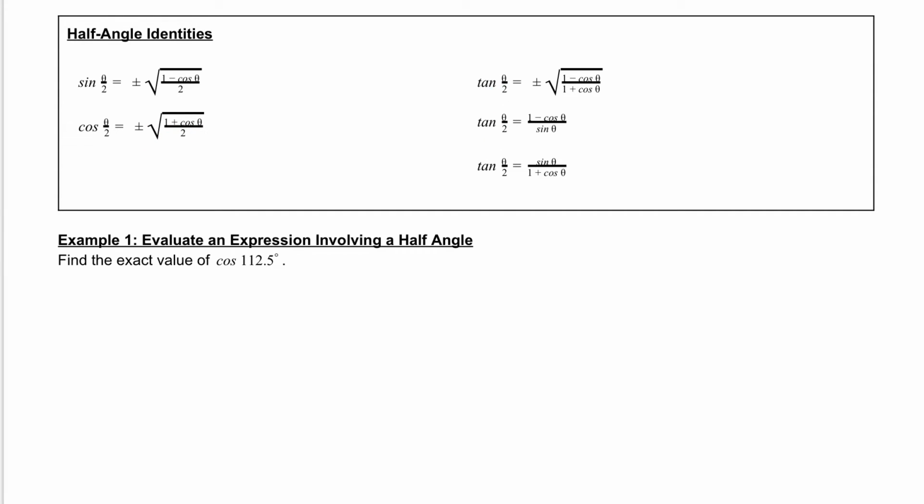And our tangent has 3 different options. You could do the plus or minus where you'd have to pick, or you could just do (1 minus cosine) over sine, or sine over (1 plus cosine). Again, you can use any one of those that you want.